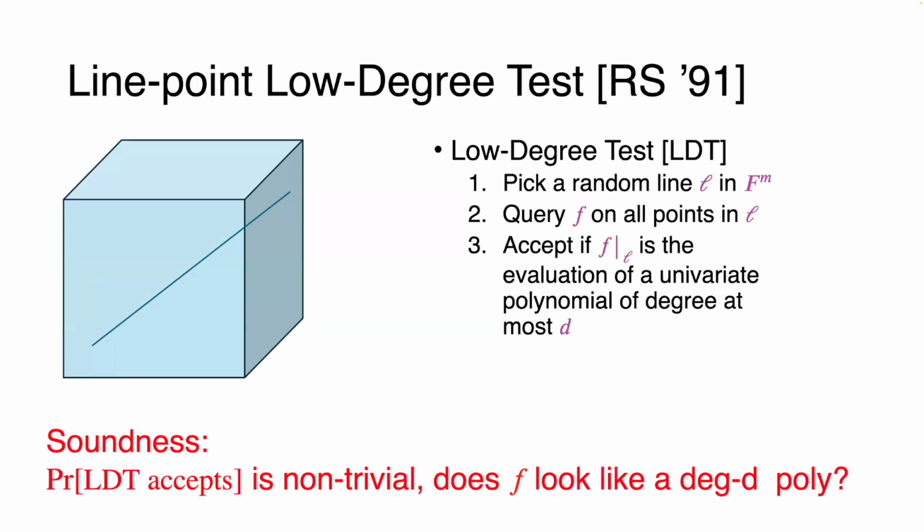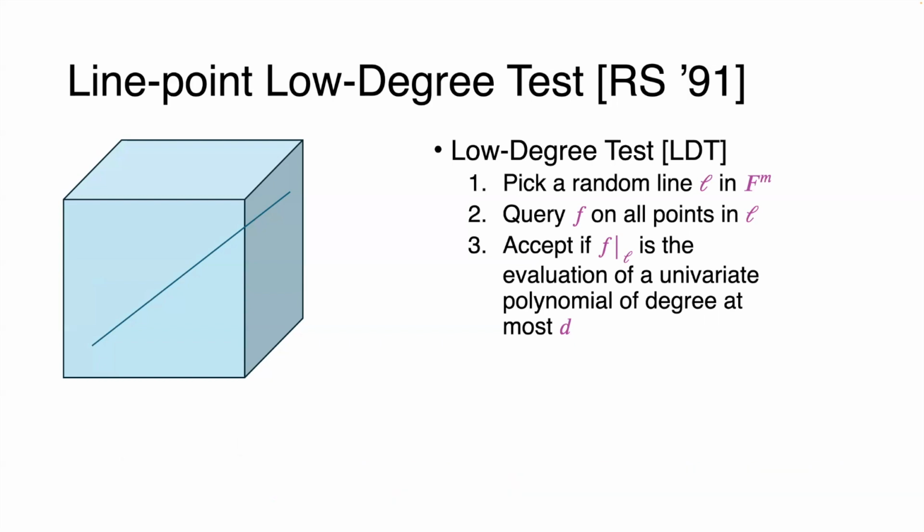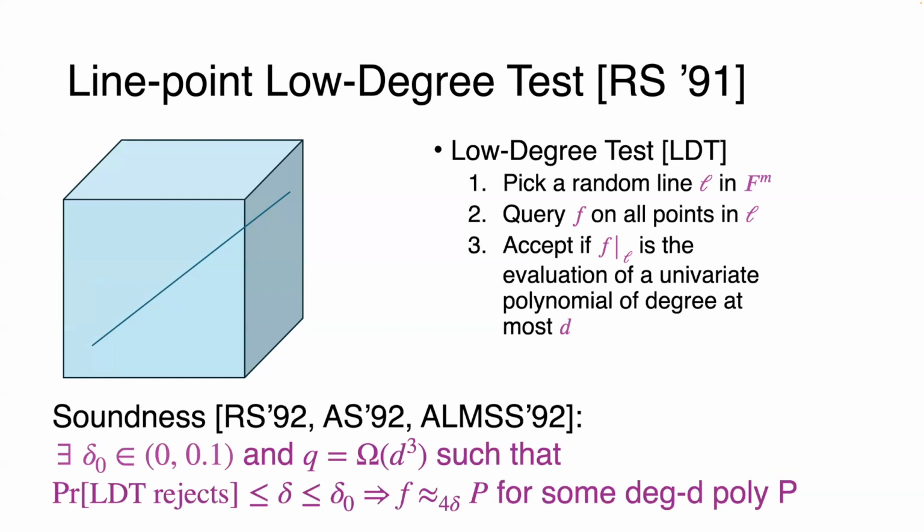What we would like to understand is what is the soundness guarantee. Suppose it were the case that the test accepts with non-trivial probability, does that mean that f looks like a low-degree polynomial? There's been a lot of work in this area, and it has eventually culminated in a result that says that as long as the rejection probability delta is smaller than some threshold delta naught, which is some constant, then it is indeed the case that f is essentially a low-degree polynomial, namely that f agrees with a low-degree polynomial on all but 4 delta fractional places. So there's just a 4 delta difference between f and a low-degree polynomial.